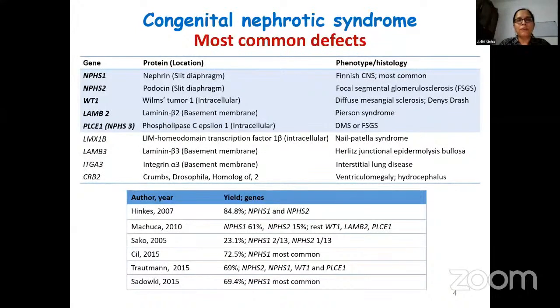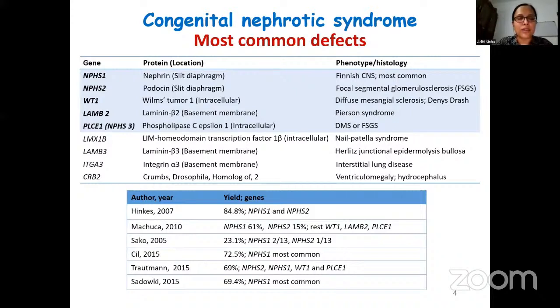Whether in Finnish or in non-Finnish forms of congenital nephrotic syndrome, it is NPHS1 mutations, encoding for the protein nephrin in the slit diaphragm, which are responsible for the majority of cases. Other genes that have been implicated are the slit diaphragm protein podocin, encoded by NPHS2, the transcription factor WT1, LAMB2 and PLCE1, which are located in the basement membrane and intracellularly respectively. LAMB2 and PLCE1 seem to have specific phenotype and histology respectively, whereas WT1 may or may not have a specific phenotype, and NPHS1 and 2 typically do not have much extrarenal features.